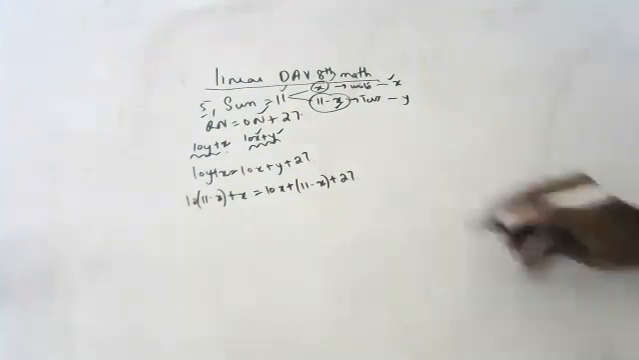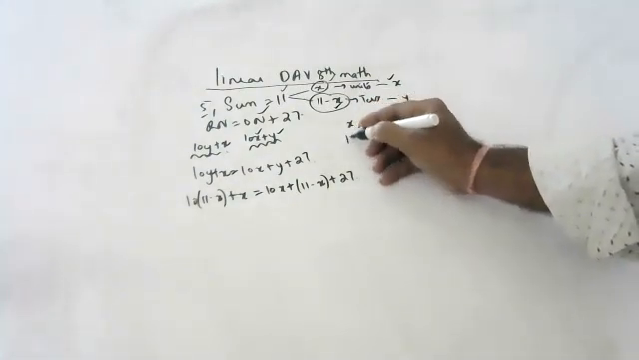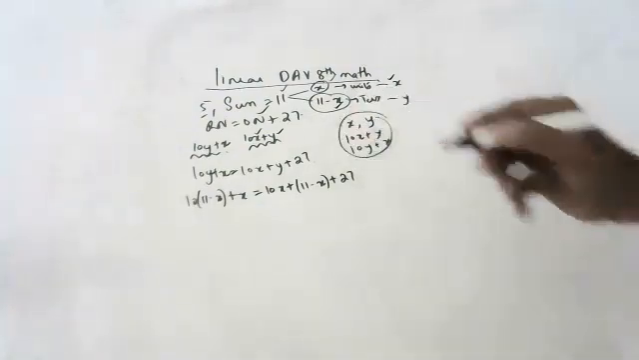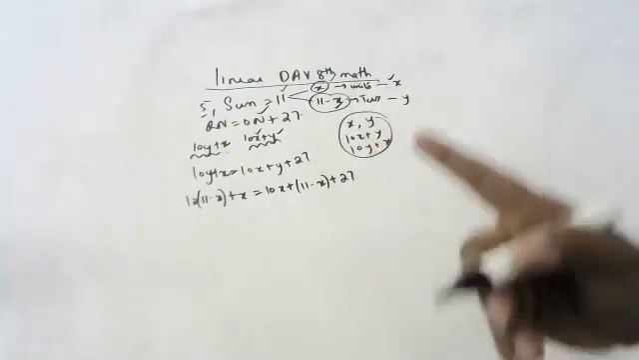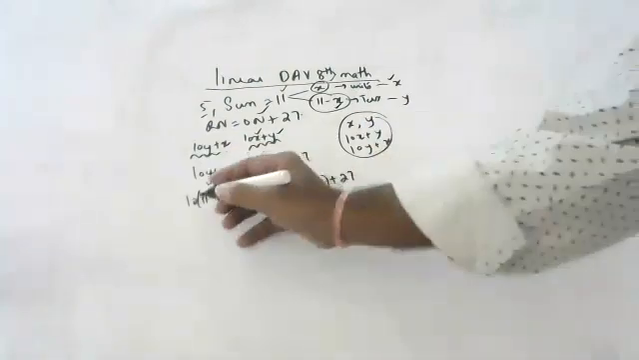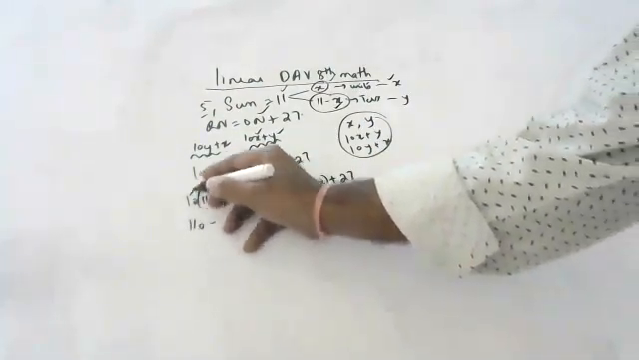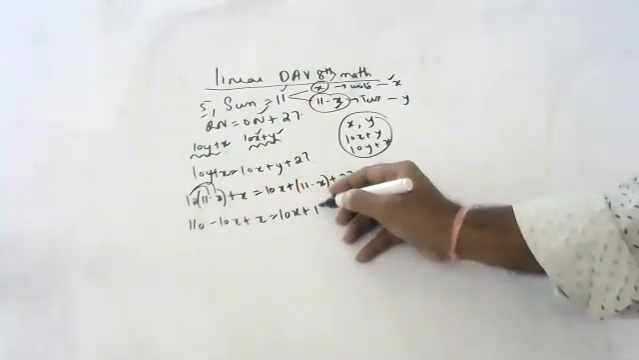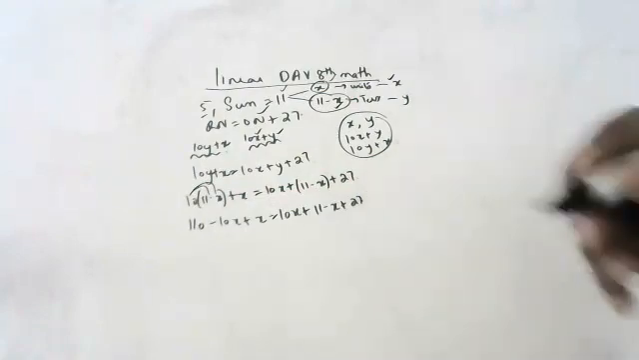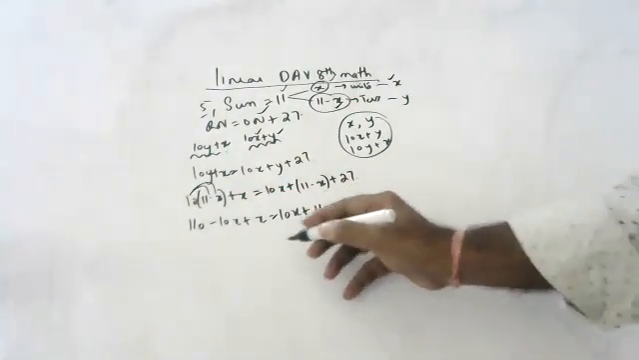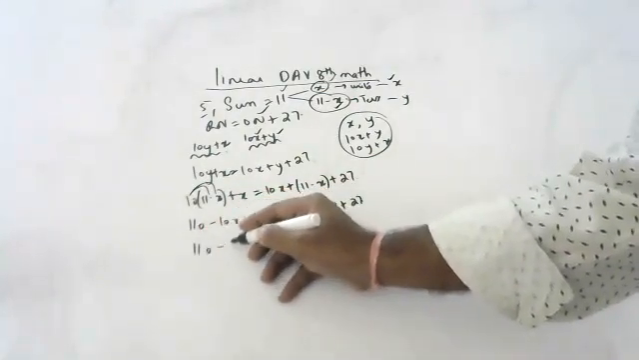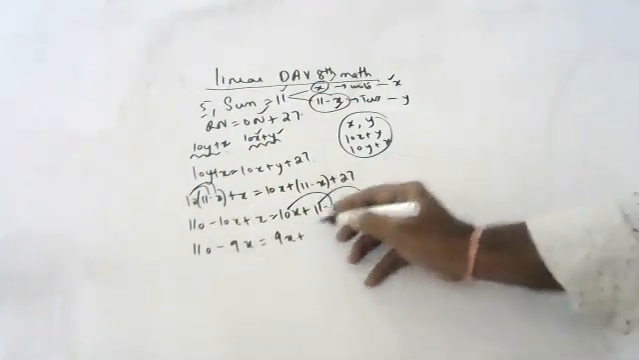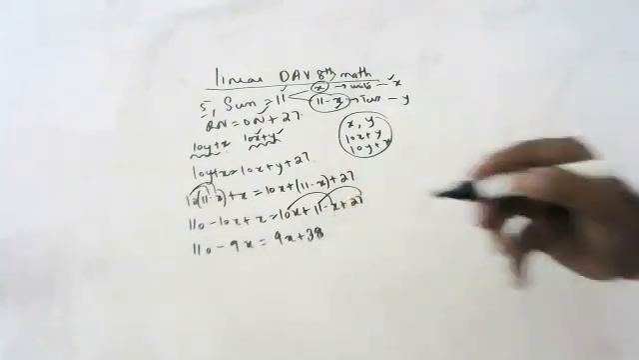Okay, so children, let the digits be x and y. Original number is 10x plus y. Reverse number is 10y plus x. If you remember this, you can do it, children. But we have to carry on with only one variable. So 10 into 11 is 110. 10 into x, 10x plus x is equal to 10x plus 11 minus x plus 27. So what we will do? 110 minus 9x is equal to 9x plus 11 plus 27, that is 38, children.